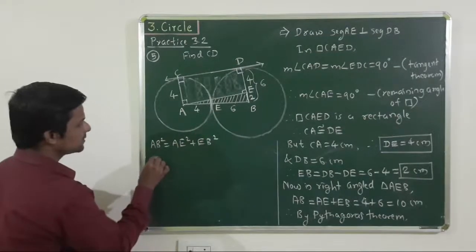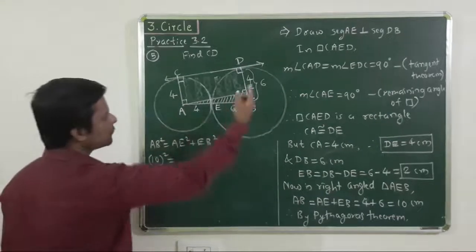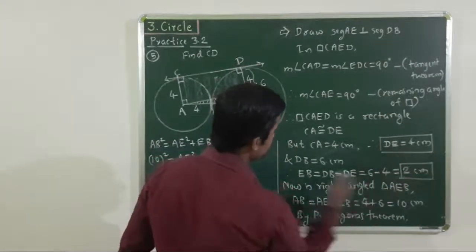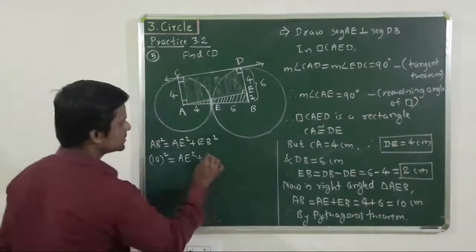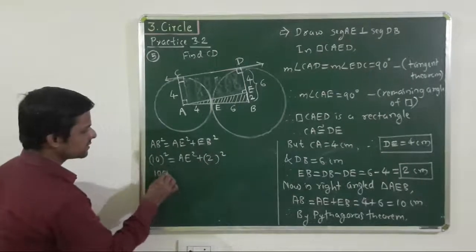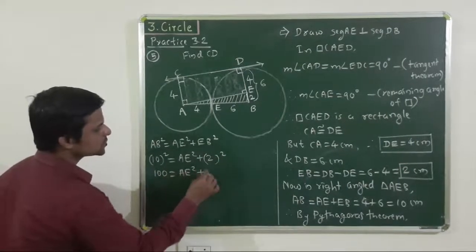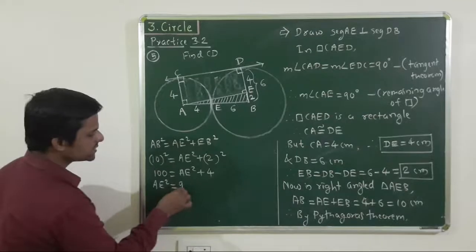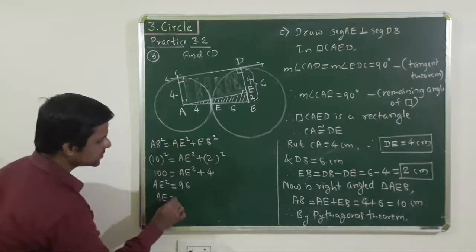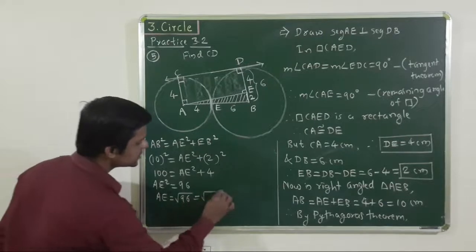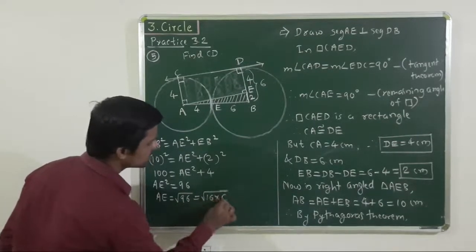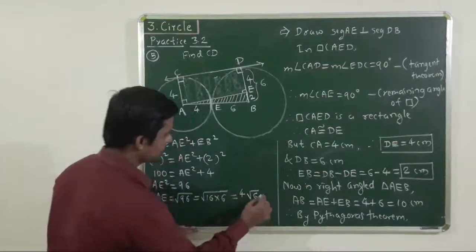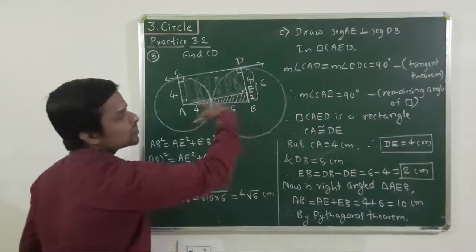AB is 10. 10 square is equal to AE square, which we have to find, plus EB square, that is 2 square. 10 square is 100 is equal to AE square plus 4. Taking 4 this side, we get AE square is equal to 100 minus 4, that is 96. Therefore AE will be equal to square root of 96, that is 16 into 6, taking 16 outside, that is 4 root 6 centimeter. AE is equal to 4 root 6 centimeter.